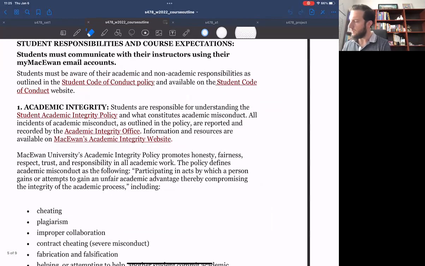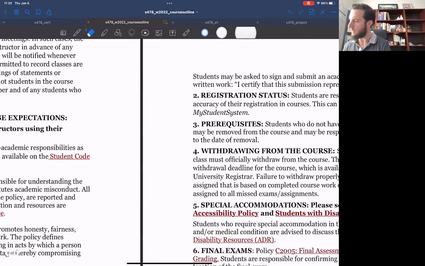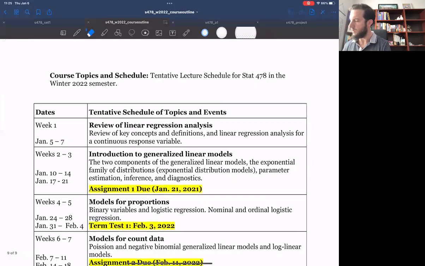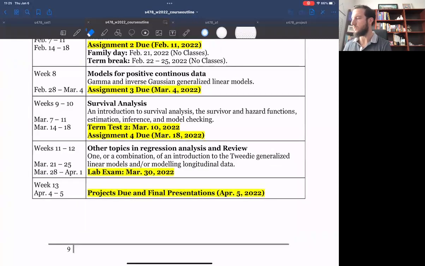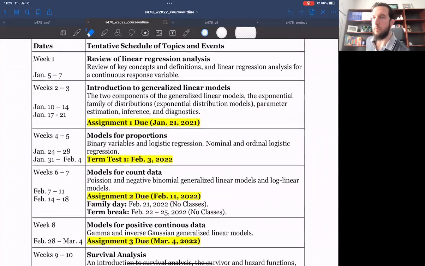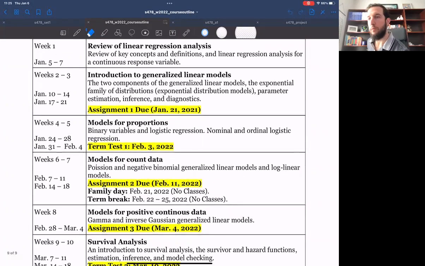All right, and then on the last page of the outline, we have a tentative schedule of topics for the class. Okay, so this week we're going to work through lecture set 1, which is a review of regression analysis.